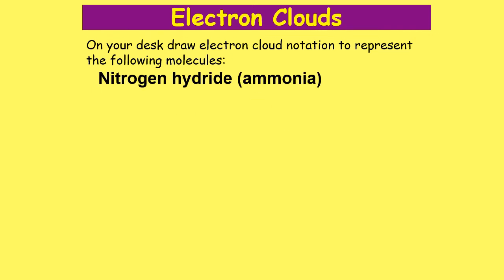So this one is ammonia. You should know the shape of ammonia, but have a go at drawing this using an electron cloud diagram this time. In case you weren't sure, nitrogen has 5 electrons in its outer shell and hydrogen has 1 electron in its outer shell.